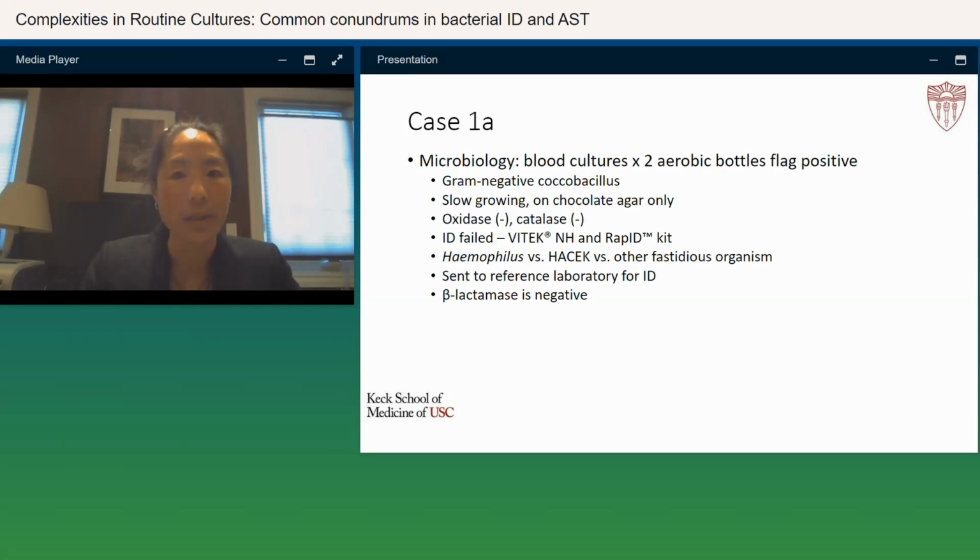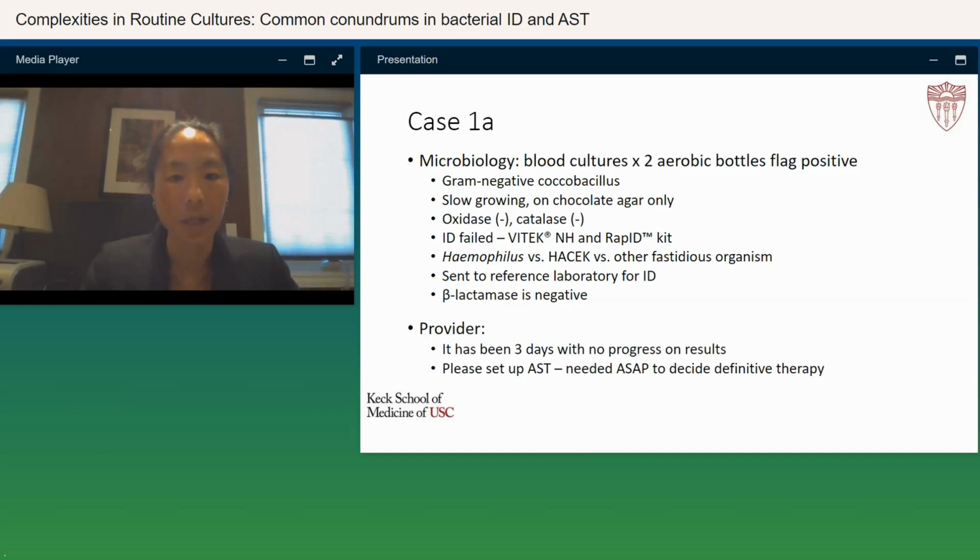So this was a case in which our biochemicals were not good enough, and we had to send the organism out for identification at a reference lab. What we could do was a beta-lactamase test, which is frequently done on fastidious gram-negatives, and that was negative. So that's all we had at the time for the clinical team.